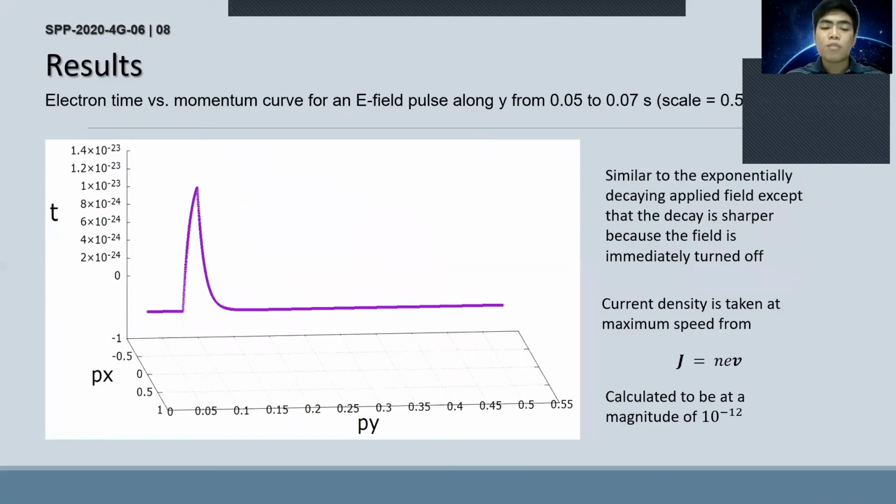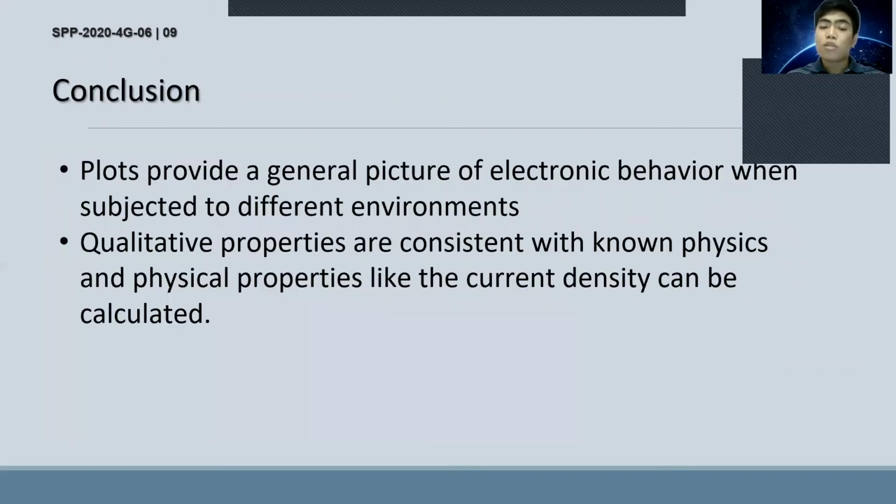Exponentially decaying field plot is almost similar to the E field pulse along Y, except that for this case, the decay curve is sharper because the field is immediately turned off. Also, the current was calculated at the maximum and is at the magnitude of 10 to the minus 12. So in conclusion, plots provide a general picture of electronic behavior when subjected to different environments. Qualitative properties are consistent with known physics, and physical properties like the current density can be calculated.